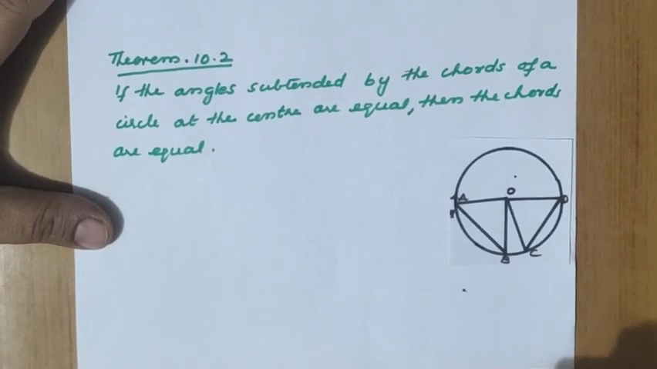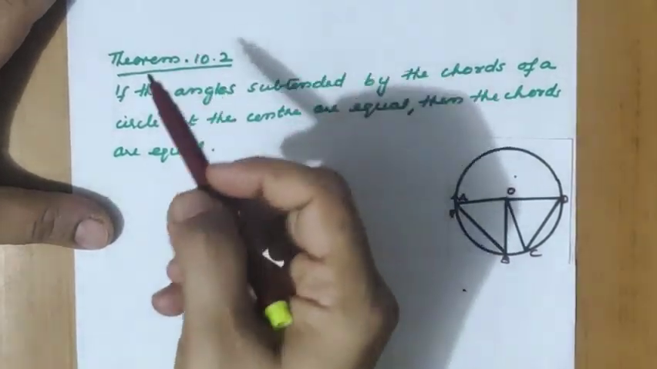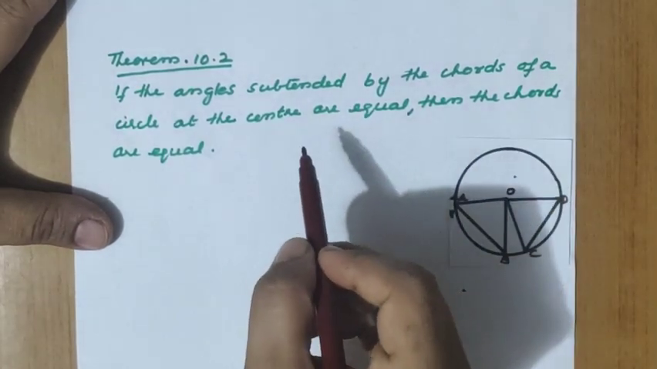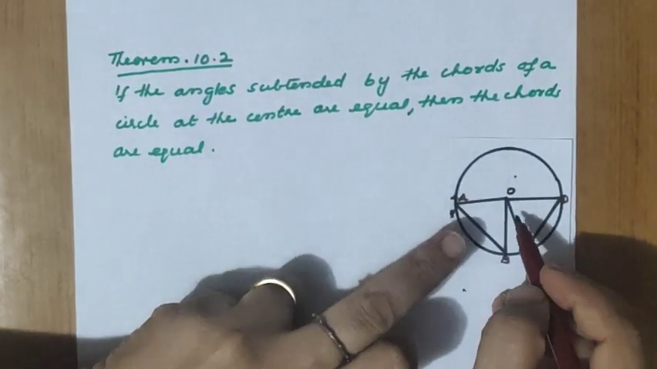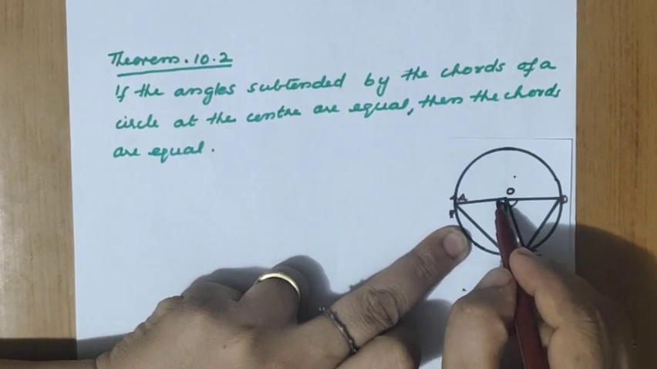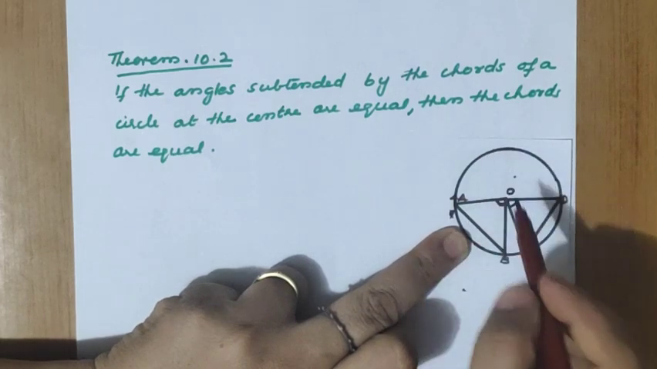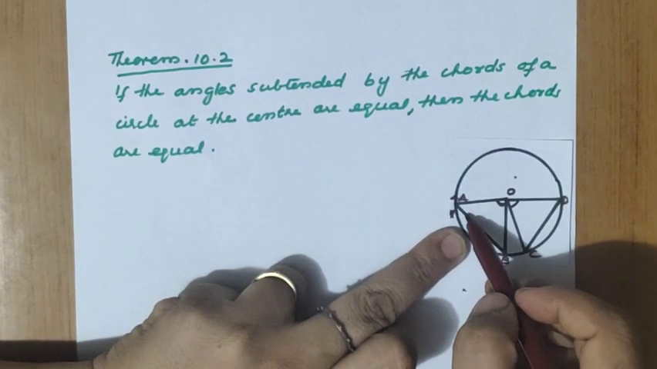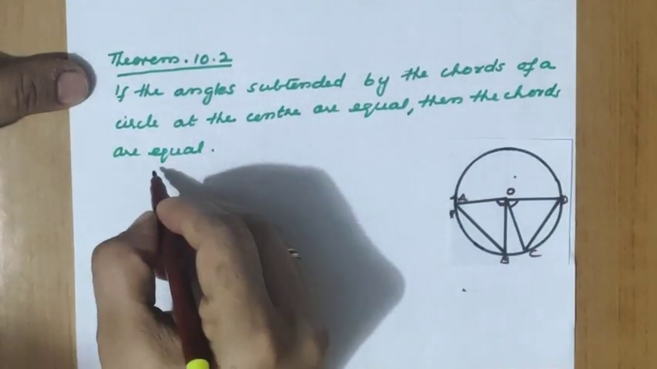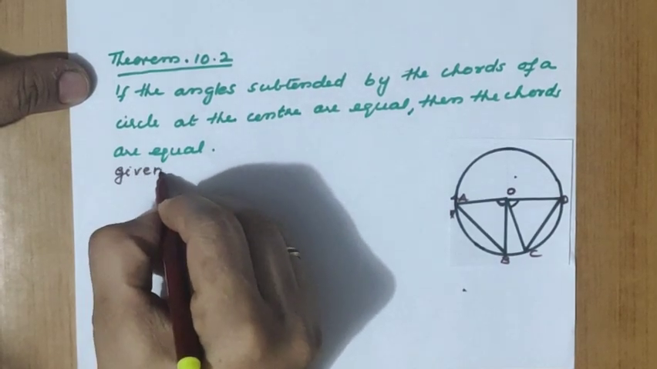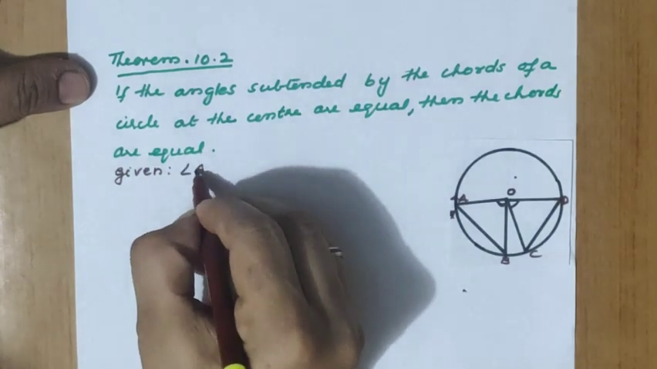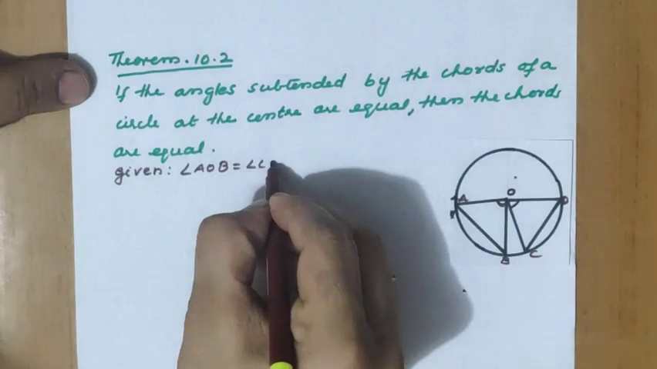Now theorem 10.2 is the converse of theorem 10.1. That is the previous theorem's converse only. Now what does it say? If the angles subtended by the chords at the center are equal, that means angle AOB equal to angle COD, then the chords are also equal. Then we should prove this time AB equal to CD. So this time, given: angle AOB equal to angle COD. We interchange given and to prove: what was to prove last time became given, and given became to prove.